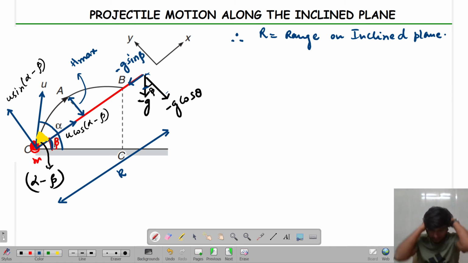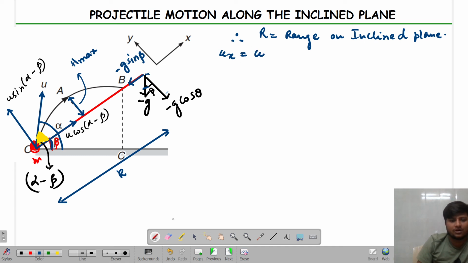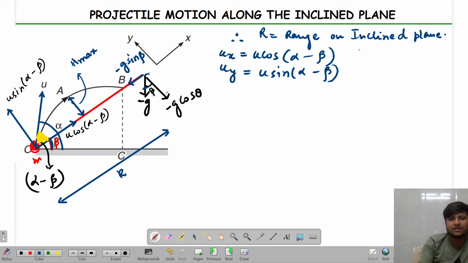How to do it? Again, I can write the equations, or not. Look over here. What is given? U of x is given, that is equal to U cos alpha minus beta. I am considering. Right or not? Okay. Now, second case. What is U of y? U sin alpha minus beta.